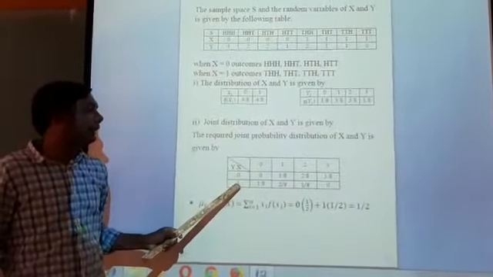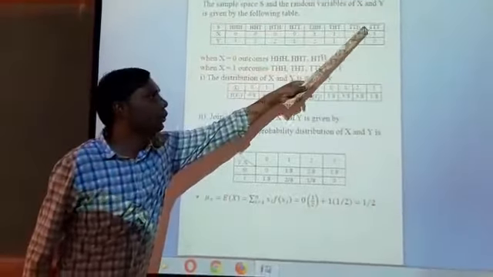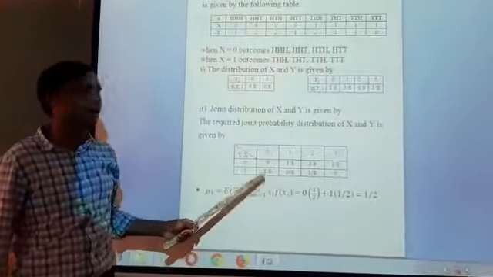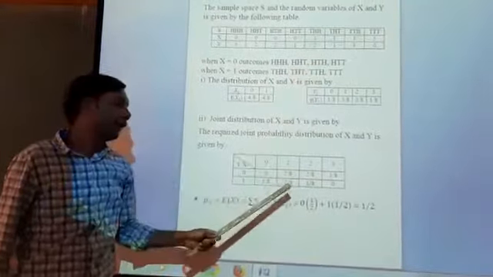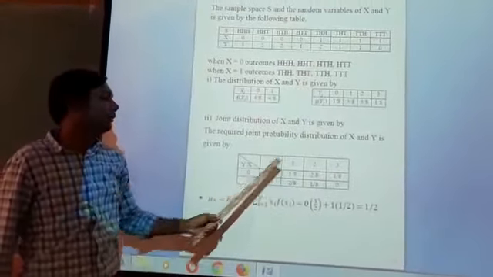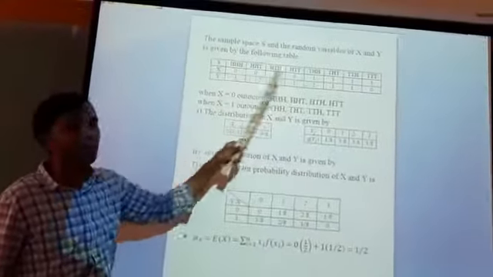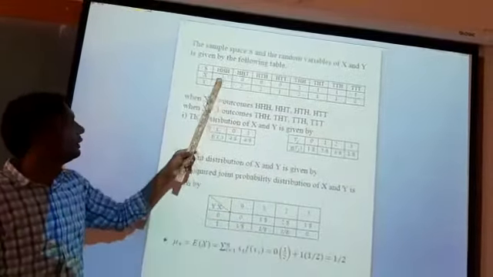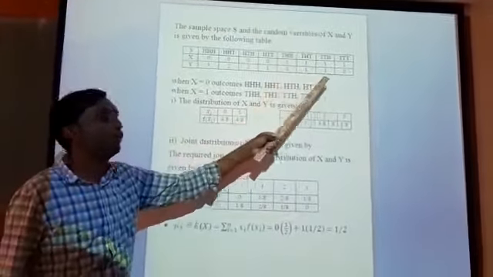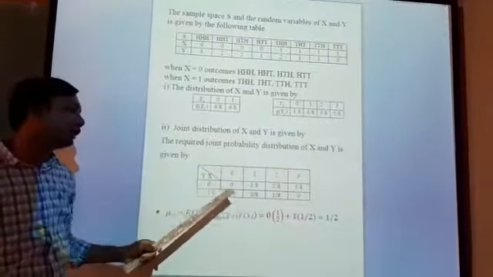Similarly, x is 1, y is 0. Only one possibility is there, 1 by 8. X is 1, y is 1. There are two possibilities out of 8, 2 by 8. X is 1, y is 2. There is only one possibility out of 8, so 1 by 8. X is 1, y is 3. So x is 1 is there, but there is no 3 in the y. So there is no possibility, it will be 0. So it is a joint distribution table.